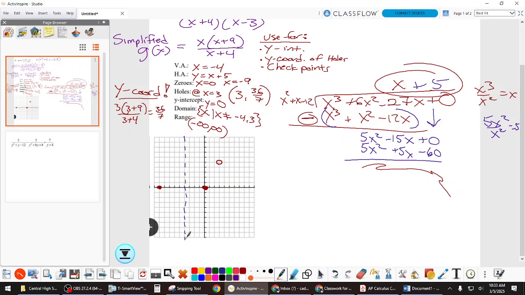How do you graph x plus 5 for your slant? Start at 5. 1, 2, 3, 4, 5. And that point is not on our graph, it's for our asymptotes. What's the slope? It's 1, right? mx, it's just 1. So basically just go through these diagonals.